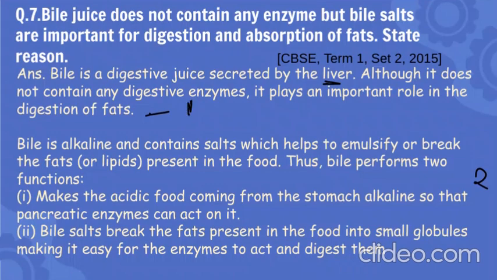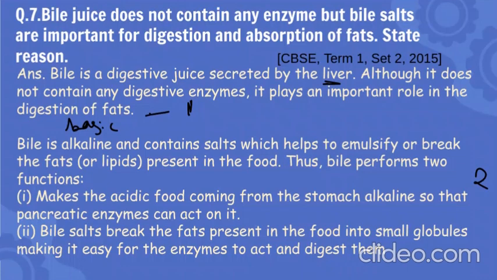So bile is alkaline. Alkaline means it is basic in nature and contains salts which help to emulsify or break the fats. Lipids or fats are broken because it is basic and has salts in it, correct? So bile has 2 functions. First one, acidic food coming from the stomach, alkaline so that pancreatic enzymes can act on it.